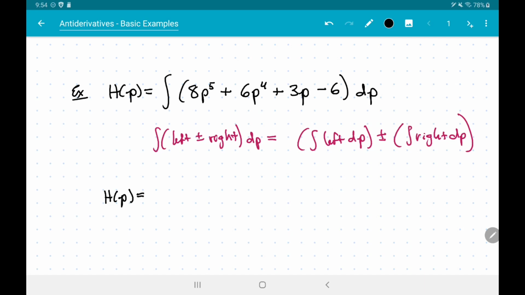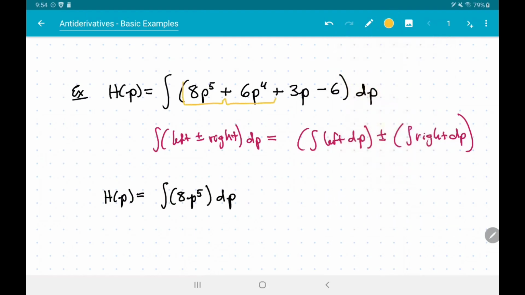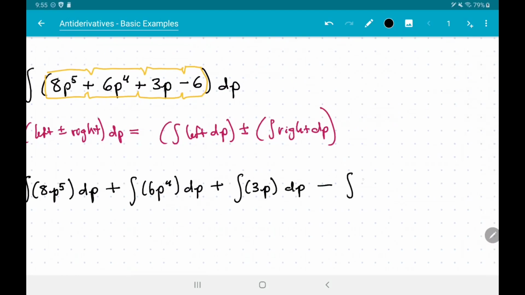So in particular, the antiderivative of all of these things added and subtracted together is, well, we work out this first thing. In fact, let me put in the big box here. So we'll do the antiderivative of the first thing, then add in the antiderivative of the second thing, then the antiderivative of the next thing, that's 3p, and then minus the antiderivative of the last thing.